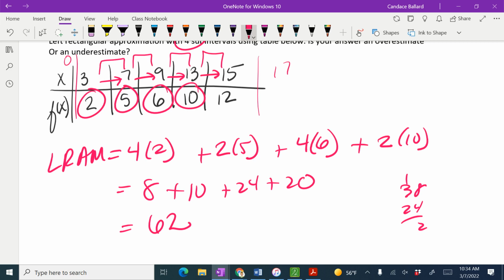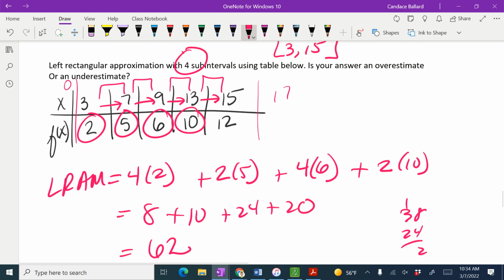Yeah? Okay. So now we need to understand overestimate or underestimate. This time, I'm going to have to sketch my own function, and they didn't give me a function. What do we notice about the values in the table? Are they increasing or decreasing? Increasing, right? So I'm going to draw a picture that looks like that.